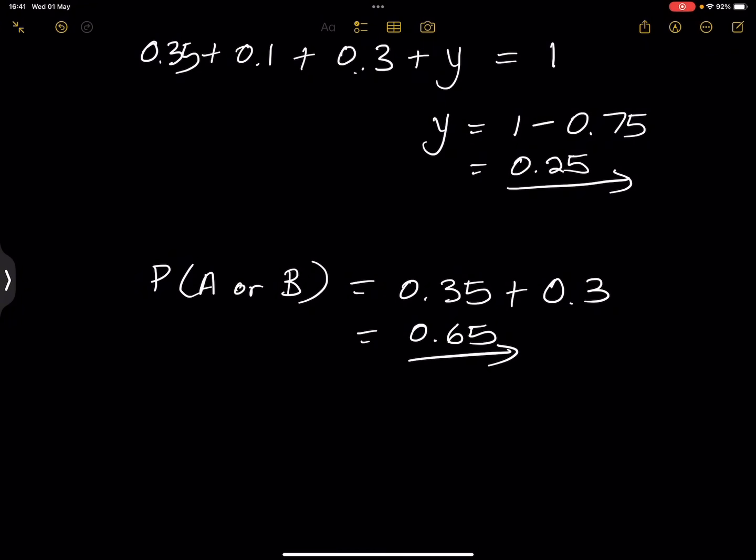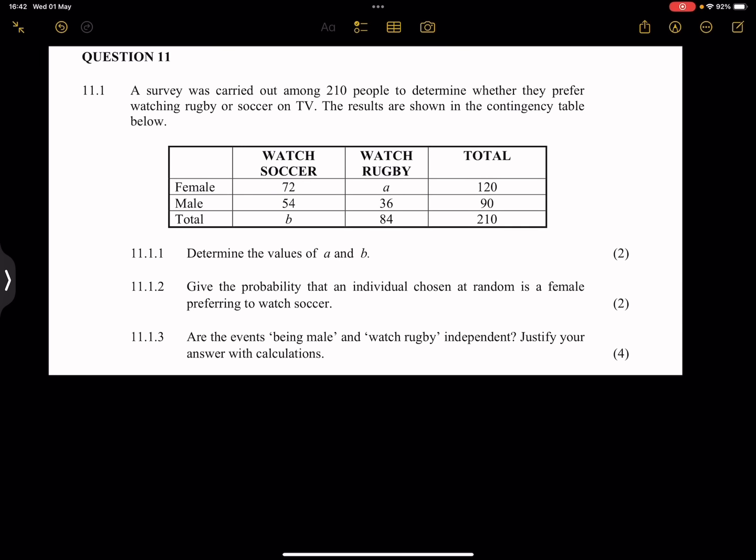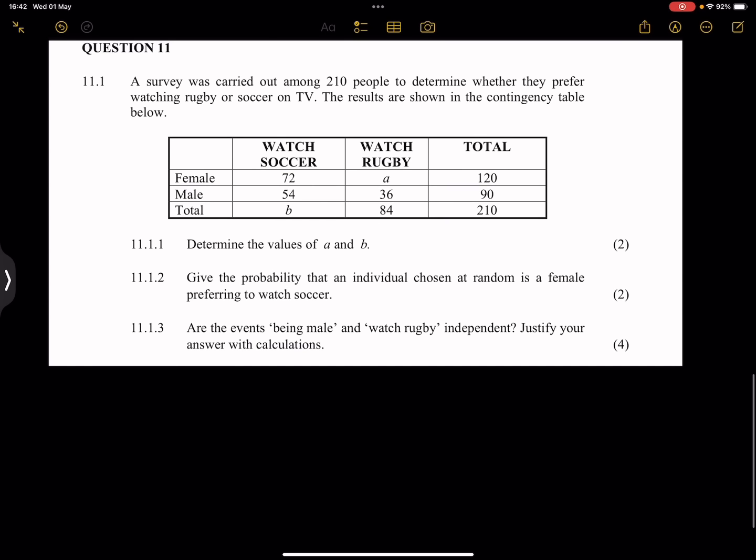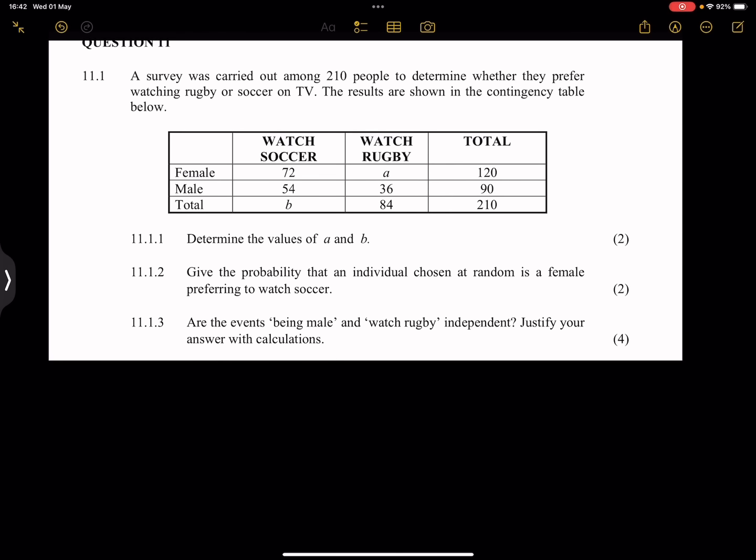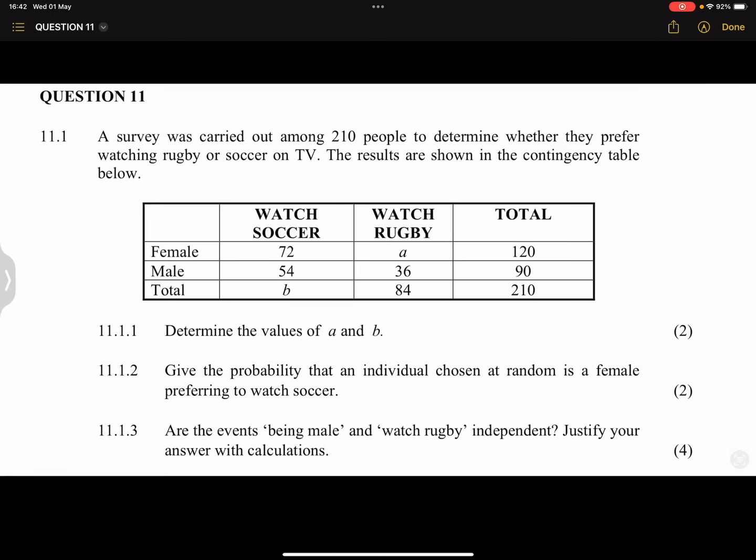Right, we're going to look at contingency diagrams or contingency tables next. So looking at question 11, they say to us, we've got a survey that was carried out amongst 210 people to determine whether they prefer watching rugby or soccer on TV. Right, they say the results are shown in the contingency table below. Now what I want you to note, contingency tables are probably the easiest of them all. Right, so look at this. So they said determine the values of A and B.